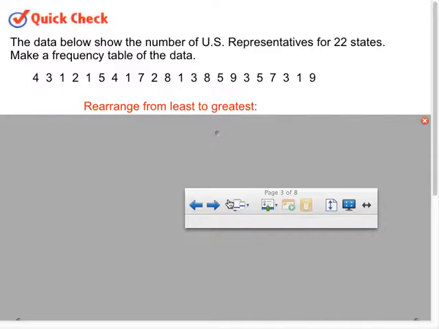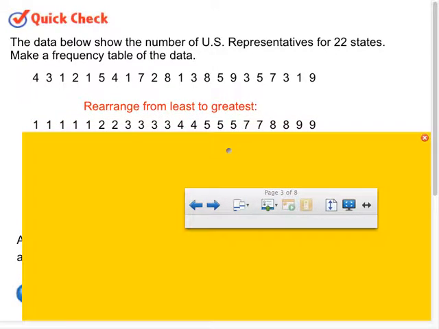Okay, so I'm going to go ahead and reveal the order from least to greatest. Here's what you should have.